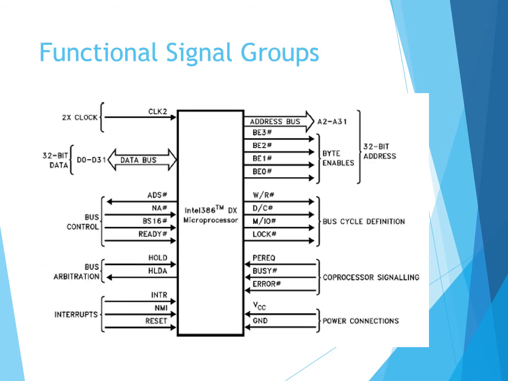So let us see the functional signal groups of 80386. The functional groups of 80386 are divided into a number of parts like clock 2, data bus, bus control logic, bus arbitration, interrupts, address bus, bus cycle definitions, coprocessor signaling and power connections. In the next few slides, we will see these signals in detail.